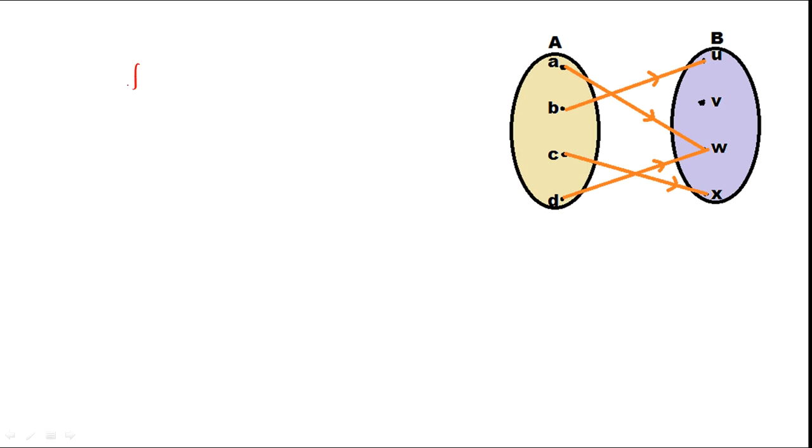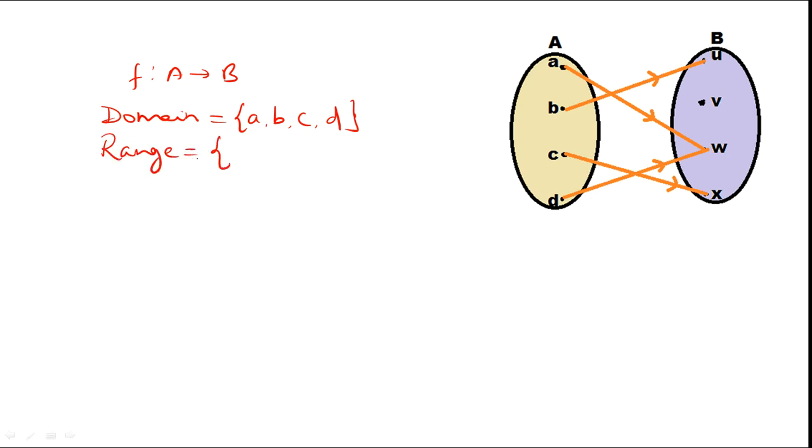Here suppose function f is defined from A to B. Then our domain is all the elements of set A: A, B, C, D. And range means images of elements of set A. We can see that A has image W, B has image U, C has image X, and D also has image W. So range will include U, W and X. But V has not been included because V is not the image of any element of A. So the codomain is set B, all the elements of set B: U, V, W and X.